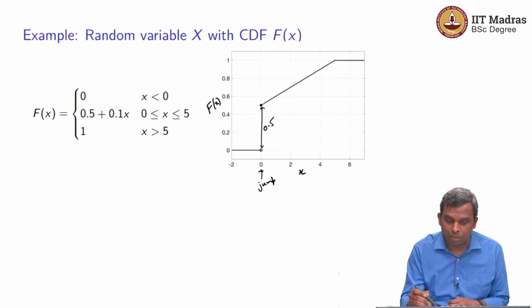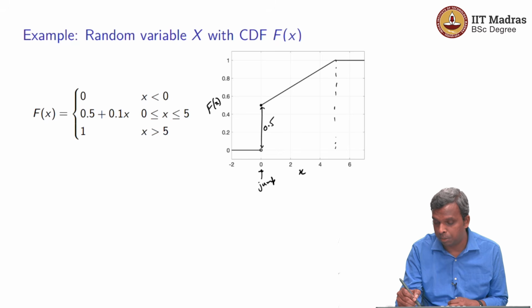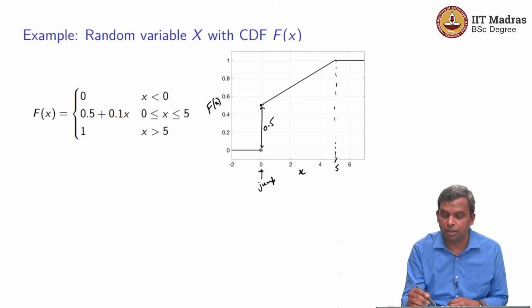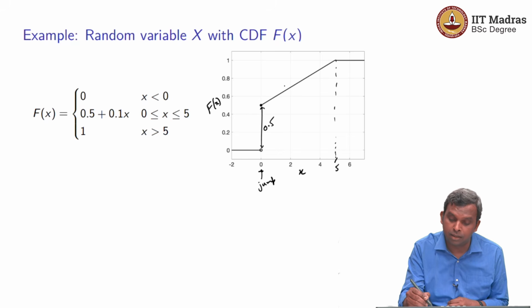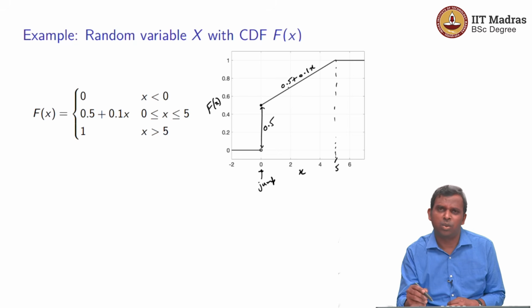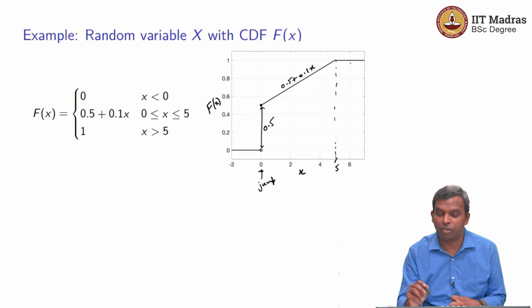After that, there's no jump. It's just 0.5 plus 0.1x, so that at 5, for instance, maybe this is not marked here, it reaches 1 and stays 1 afterwards. So this is just that line. This line is 0.5 plus 0.1x. You can see why this is a valid CDF. Every property of the CDF is satisfied. There is a jump here though.